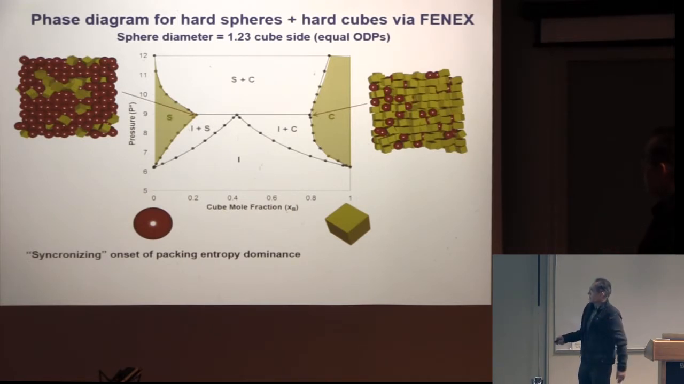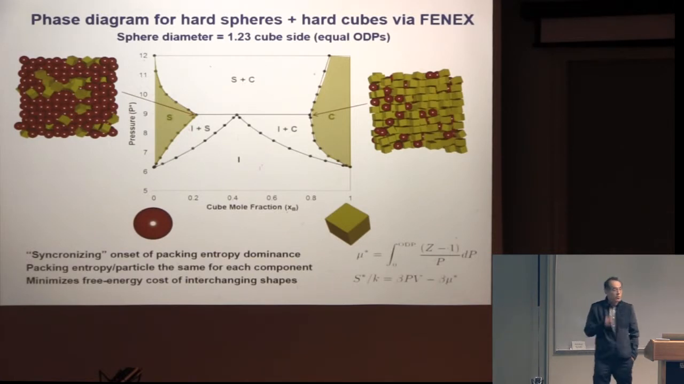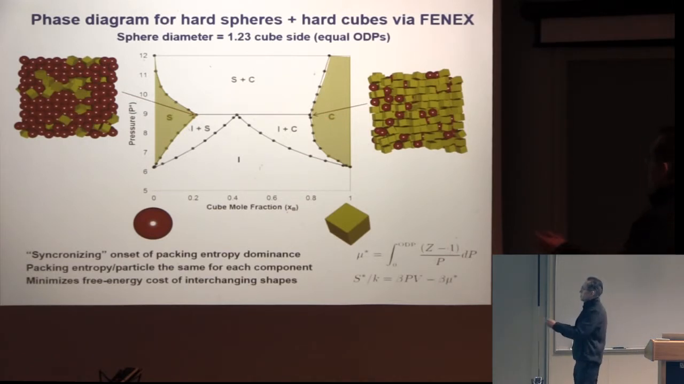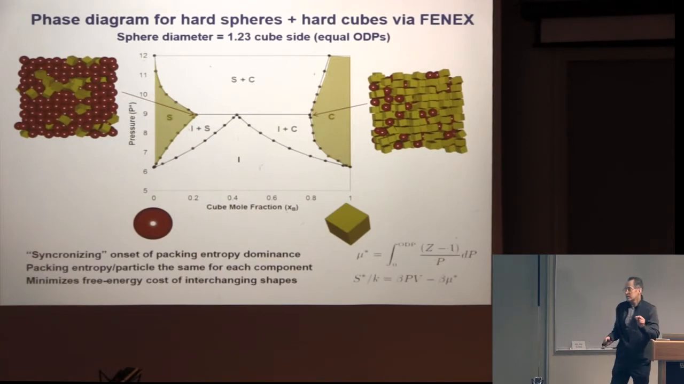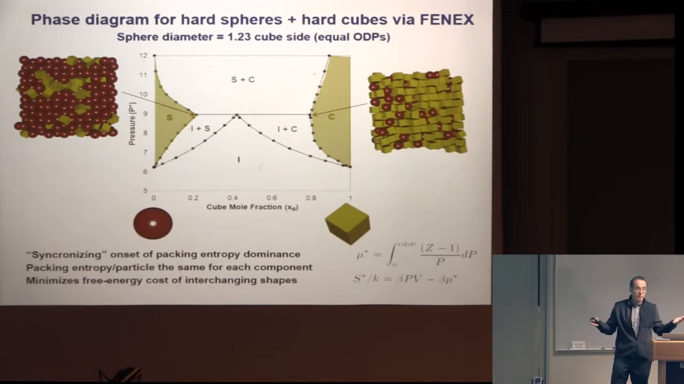So we have synchronized packing entropy dominance, and if you do some calculations based on thermodynamics, you can show that when this happens, the packing entropy per particle, if you look at this phase here and this phase there, is the same. So in some way, if they want to exchange particles from one phase to the other, you're minimizing the free energy cost of this exchange. So you are giving them the best possible chance to pack, because you are making the packing entropy of the two species compatible. Now, in this case, it's impossible to form anything, say, at concentrations of 50%.